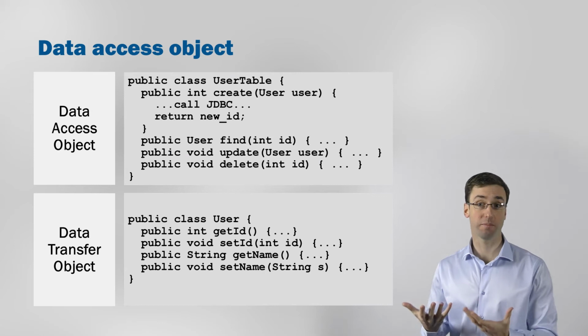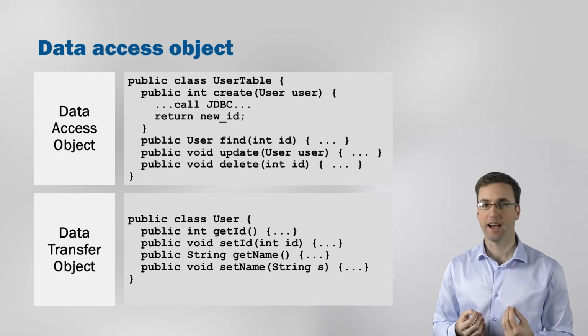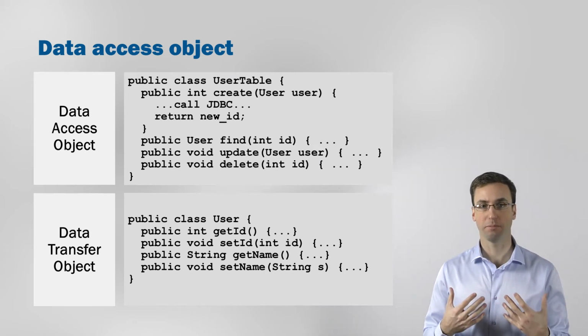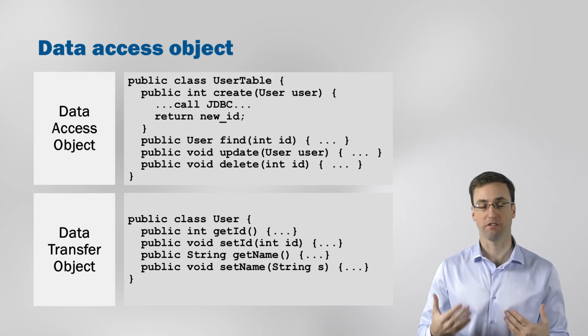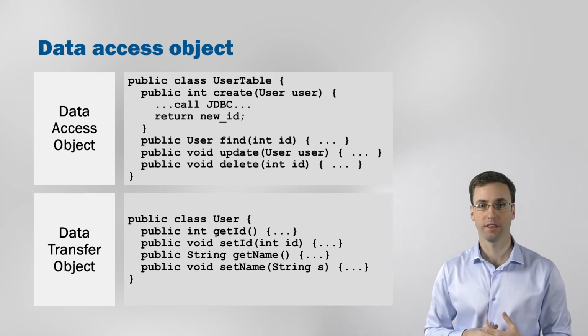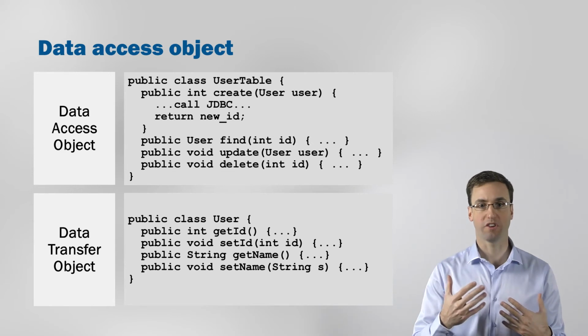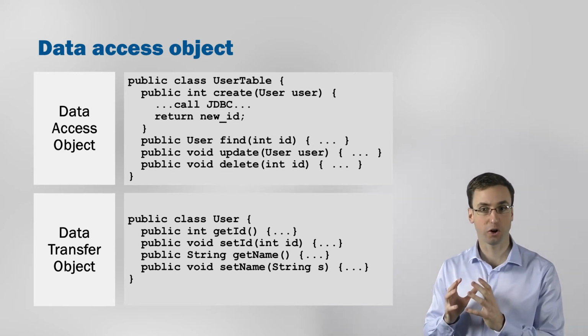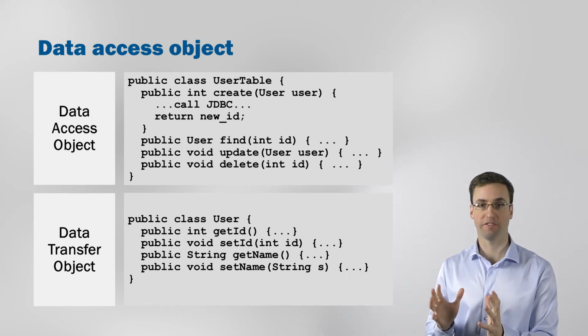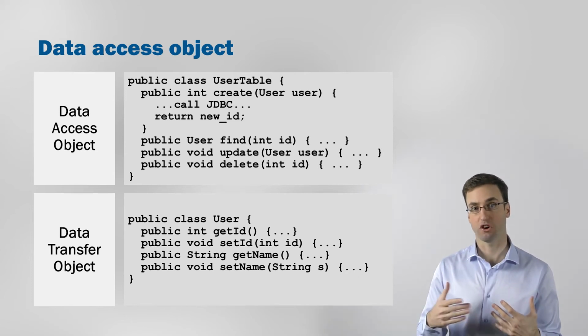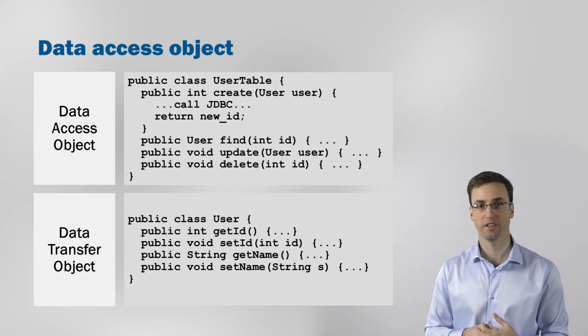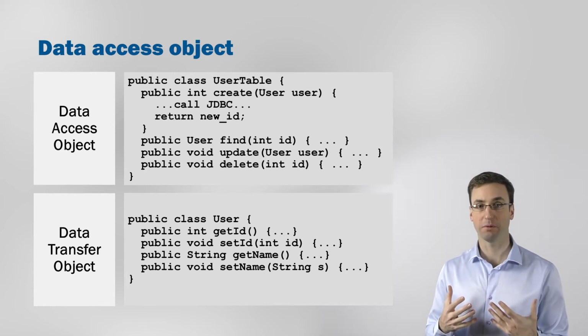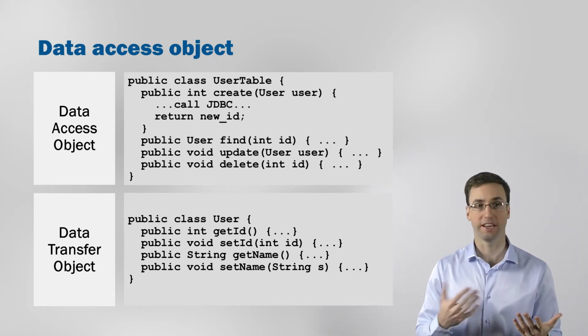So here's an example of what it might look like in code. A data access object just has simple methods: find, update, create, delete, and so on. These methods are passed or return data transfer objects. The data transfer objects are implemented as very simple Java objects that just have getters and setters corresponding to the columns of a table. So in this example, the user table in the database would just have an ID column and a name column.